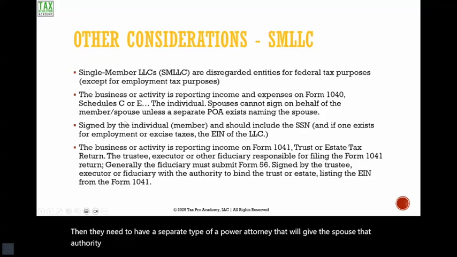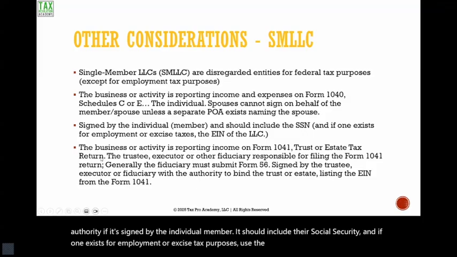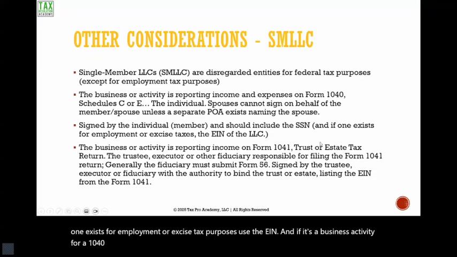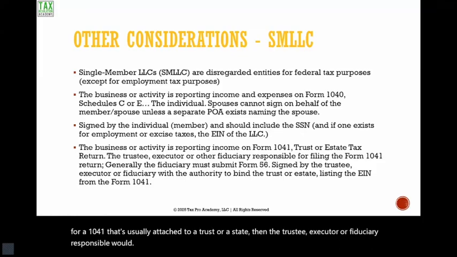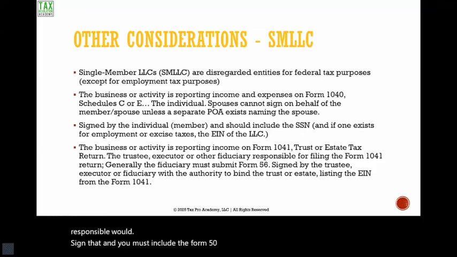If it's signed by the individual member, it should include their Social Security number. And if one exists for employment or excise tax purposes, use the EIN. And if it's a business activity for a 1041, that's usually attached to a trust or estate, then the trustee, executor, or fiduciary responsible would sign that, and you must include the Form 56 there.